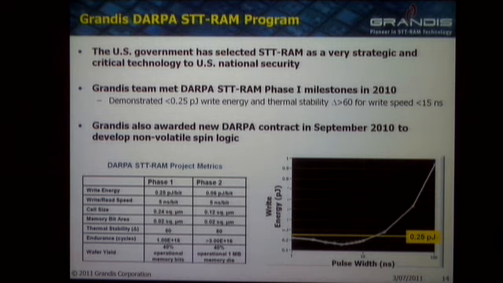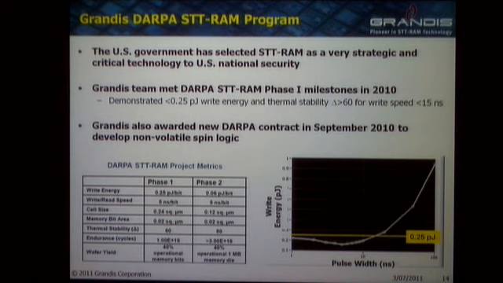These are the results from the DARPA program. We have a DARPA program funded by the government that involves a lot of universities, University of Virginia, Alabama, and a few others. And these are the goals of the program. We met the phase 1 goals last year, and phase 2 will be due next year. One of the big goals is to reduce this write energy. The goal in phase 1 was to get below 0.25 picojoules per bit, and next year we have to get down to 0.06 picojoules per bit.